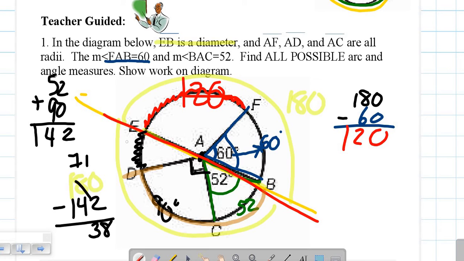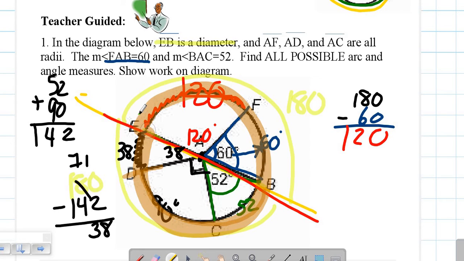And of course we get 38 here, and don't forget the central angle here. Whoops, I forgot one central angle right there. Now double check. Do you have all your central angles? Do you have every single arc, wrapping around? Check. That is an example of what you're going to be doing during class time.